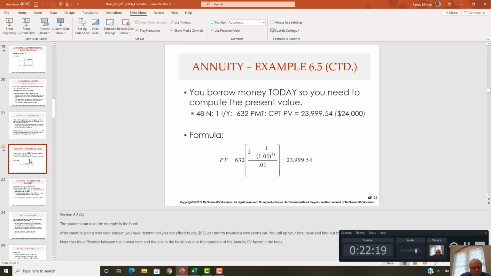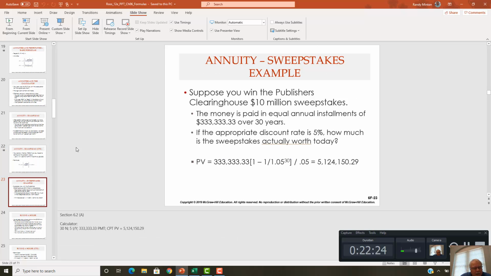Now, up until this point, what we've been doing is looking at this in terms of 1-year increments. So now what we're talking about is monthly compounding. So in that case, you're going to have to put in 1%, or you could put in 0.12 divided by 12. It doesn't matter either way. But you've got 48 periods, so you have to put the 48 periods in there, and the 632 is the payment.